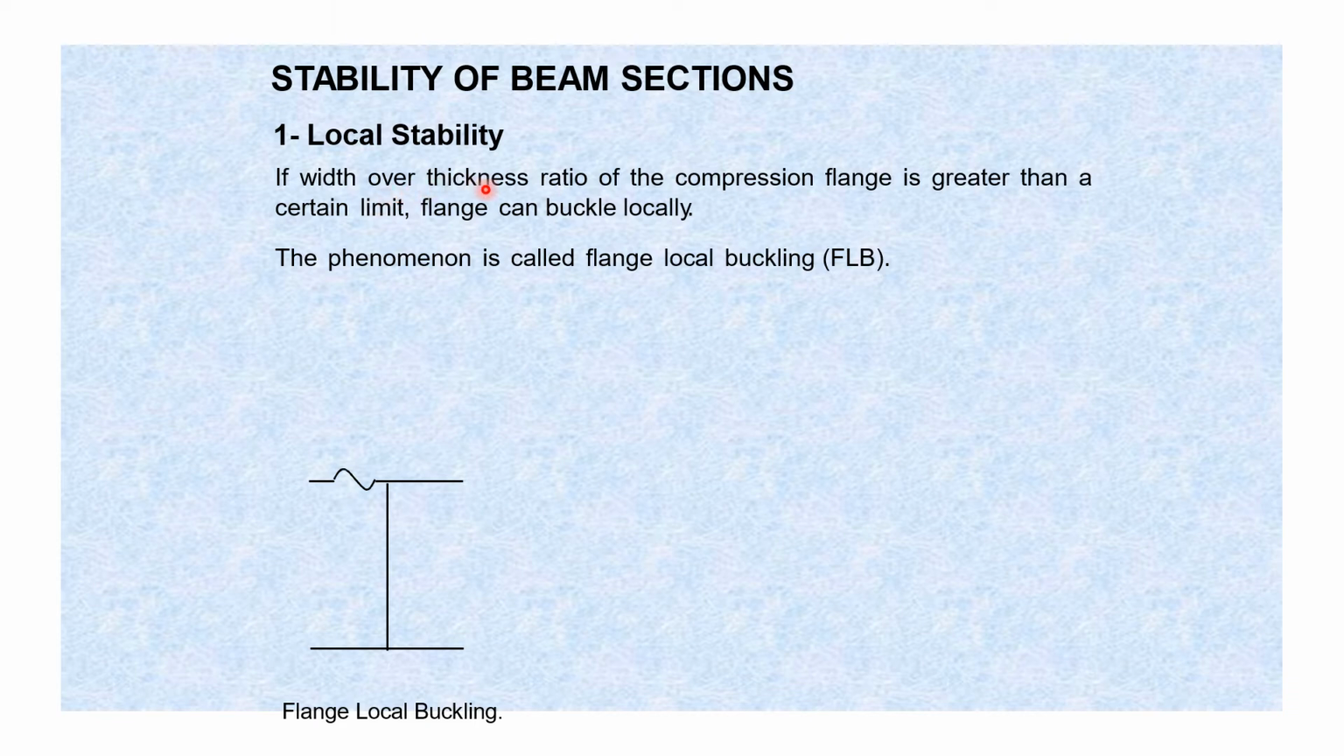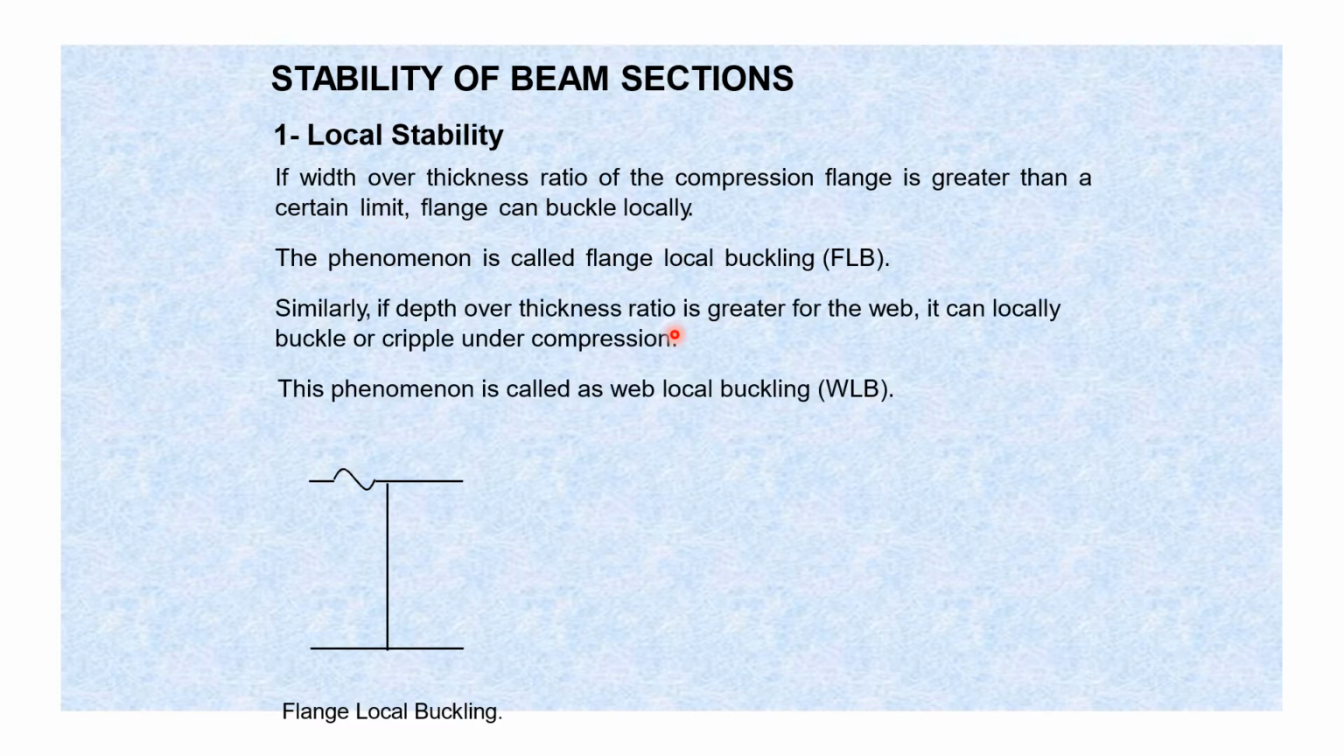If the width over thickness ratio of the compression flange is greater than a certain limit, the flange can buckle locally. This means the member can buckle locally, not overall. Its local side can cripple or be damaged due to this criterion. The phenomenon is called flange local buckling. The criteria for the limit I will discuss in the next slides. So that is flange local buckling.